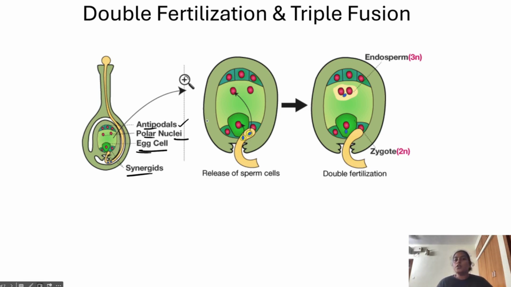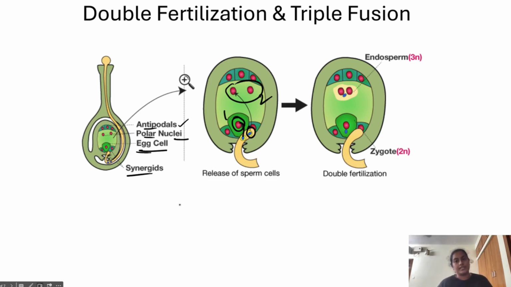Let me quickly repeat it. The pollen tube which is growing towards the ovule will have two male gametes. One male gamete will fuse with the egg cell and form the zygote. That process is called syngamy. That is the first fertilization. Another male gamete will fuse with the polar nuclei to form the endosperm, and that is called triple fusion. So there are two different fertilizations involved in this process. That's why it's called double fertilization. Simple as such. Clear? See, one male gamete fusing with the egg cell: this is the first fertilization. Another male gamete fusing with the polar nuclei: this is the second fertilization. So you can evidently see two fertilizations.